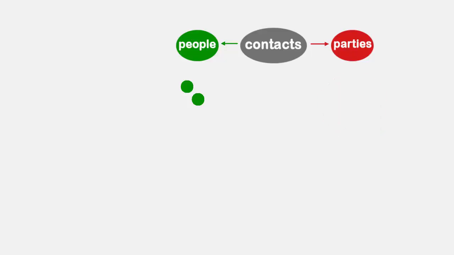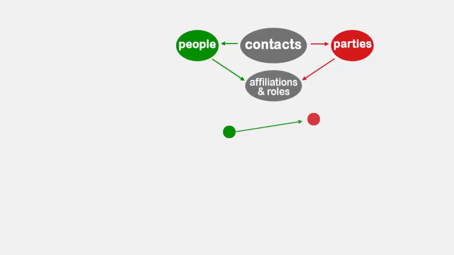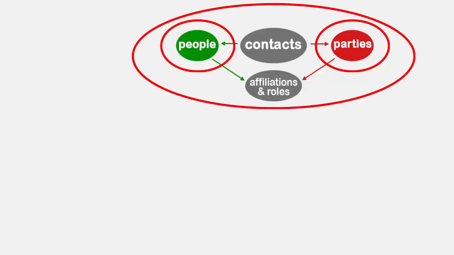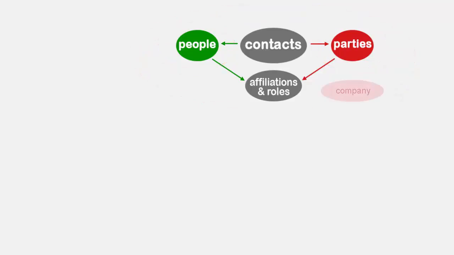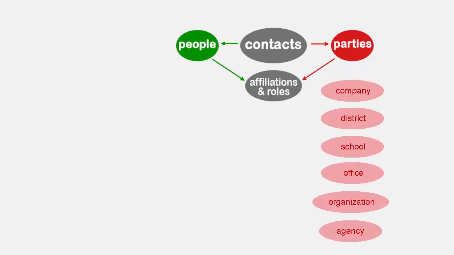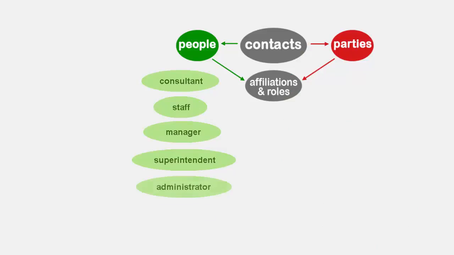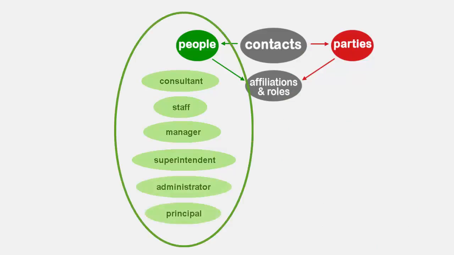People are always people, though, and always listed under people. People are linked to parties through affiliations and roles. People can also be linked to multiple parties and even have multiple roles. So in summary, people and parties are managed independently and treated as separate records, and then linked together through affiliations and roles. Whenever we refer to any company, district, school, office, organization, or agency, we always refer to these types of contacts as parties. Whenever we refer to an individual, they are always referenced as people under your contacts.